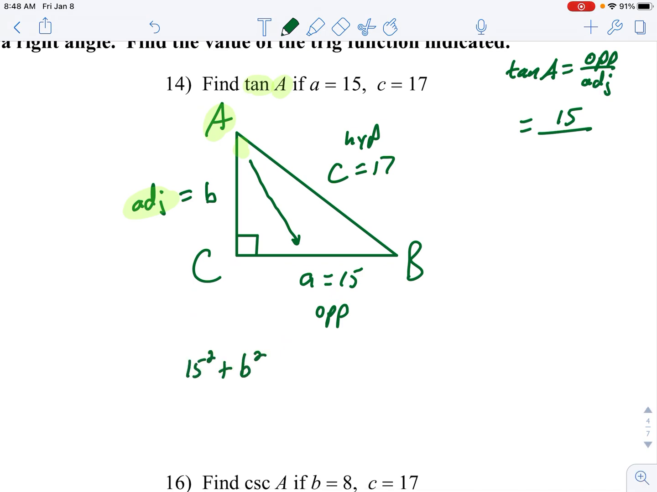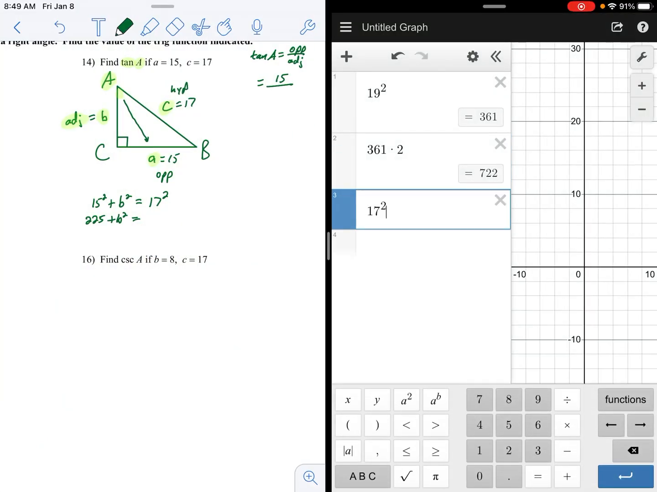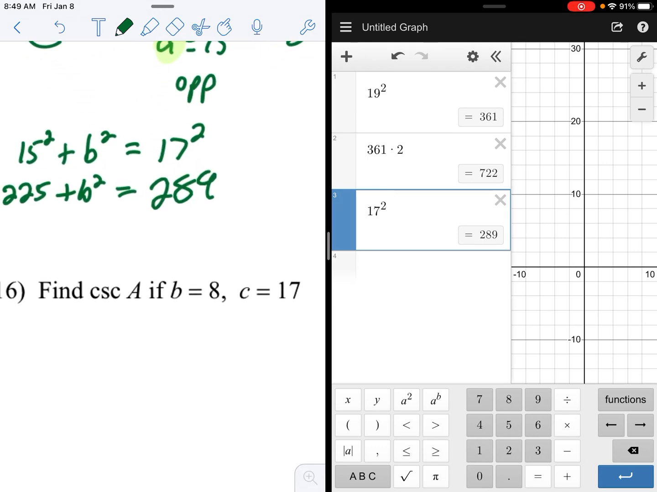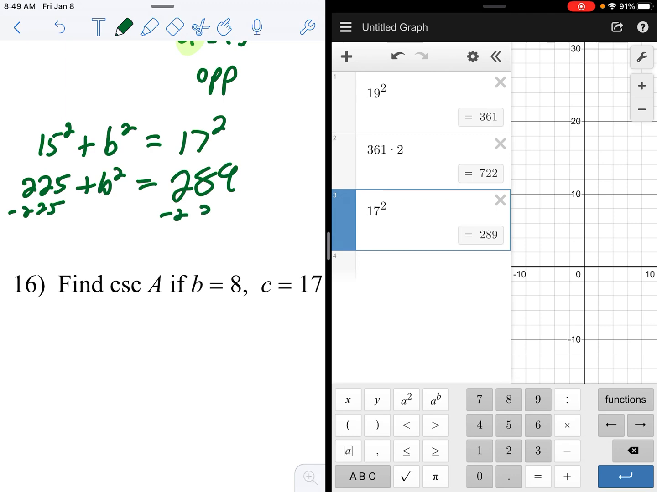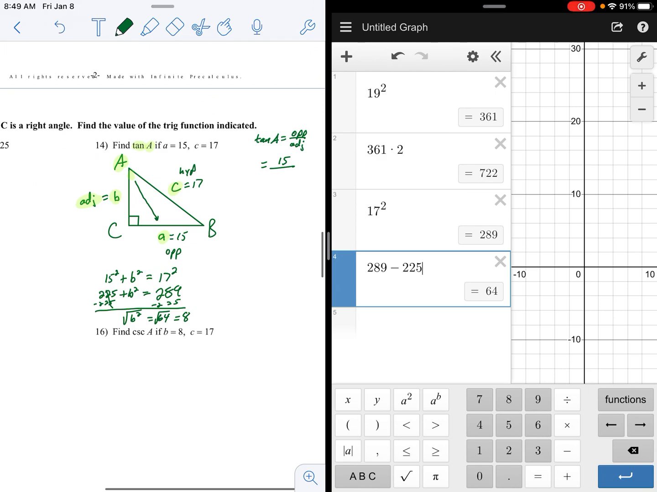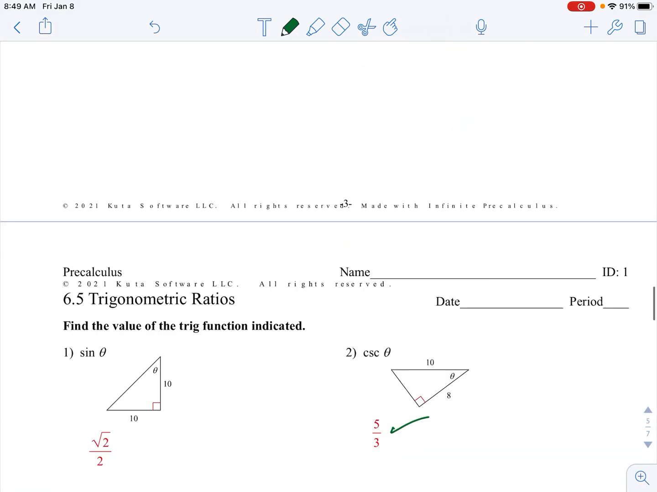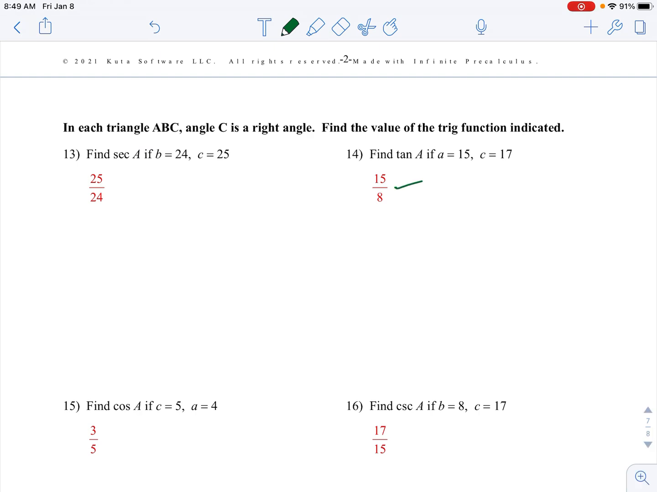15 squared plus b squared equals 17 squared, right? I'm doing a squared plus b squared equals c squared. What is 15 squared? I know that's 225. What's 17 squared? Oh, good grief, I don't know. 17 squared, 289. Now I need to subtract 225 on both sides. B squared equals 289 minus 225 is 64. Well, that's convenient. Square root both sides. We get 8. So 15 over 8. That's the answer. You don't even have to reduce that. Let's check number 14 to make sure I didn't mess up. 15 over 8 it is.